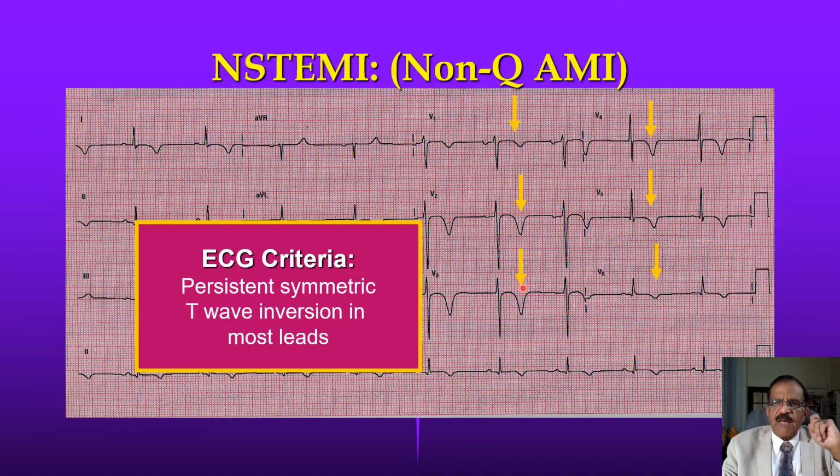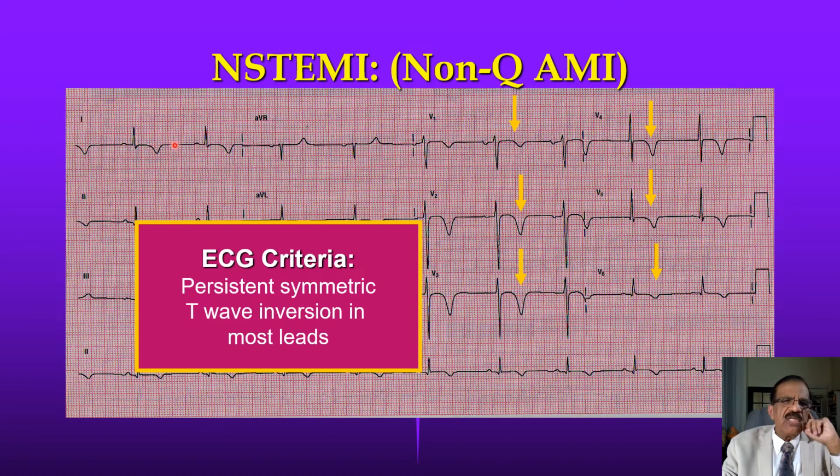These changes are persistent, meaning that over at least a few hours they persist, and they are very symmetrical. Look at this T wave. This is very symmetrical. That means if I draw a line in the middle, both halves will be the same size and same shape. So symmetrical T wave inversion is present in maximum leads, not only all precordial leads.